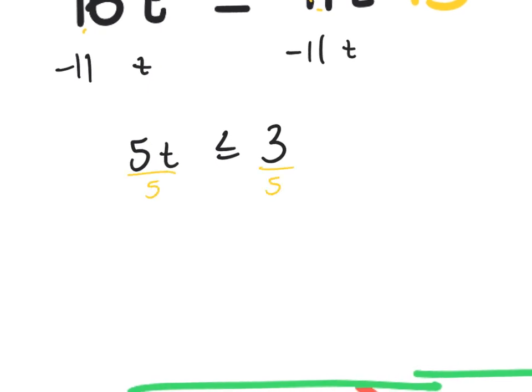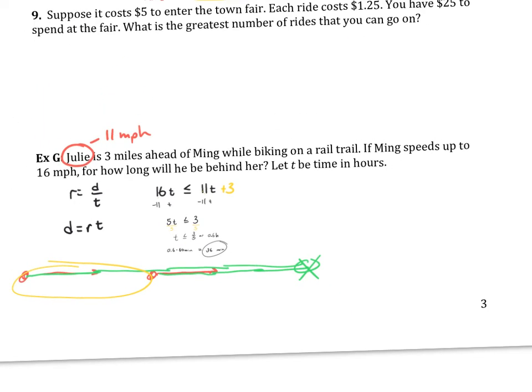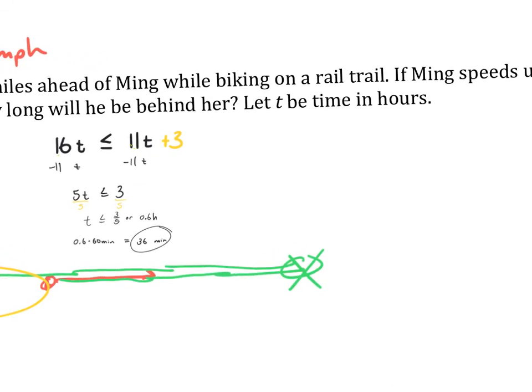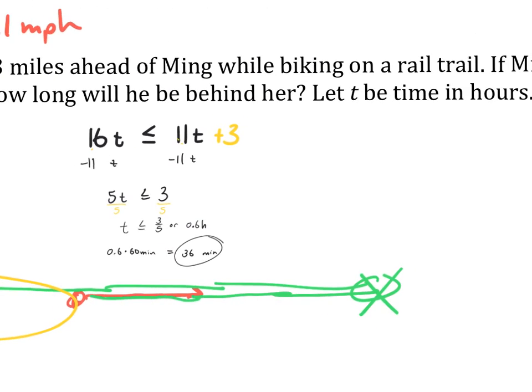Now this gives me a decimal or a fraction, 3/5, or another way of saying that is 0.6. But what is that of? Well, it's hours, right? So if I take the 0.6 and multiply it by 60 minutes per hour, what do we get? 36 minutes. So a little bit more than half an hour, he'll be behind her. So T does mean hours. Saying 6/10 of an hour doesn't really help us out, so currently it starts out with hours, but then we convert it back to the real world. So there you go. Ming will be behind for 36 minutes.